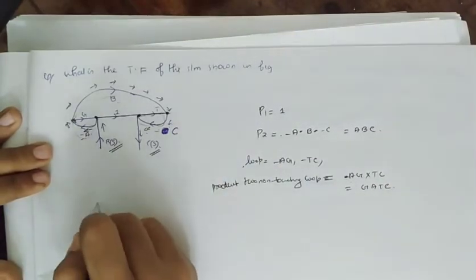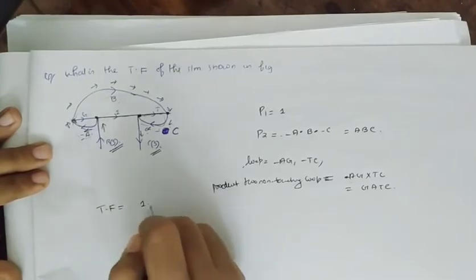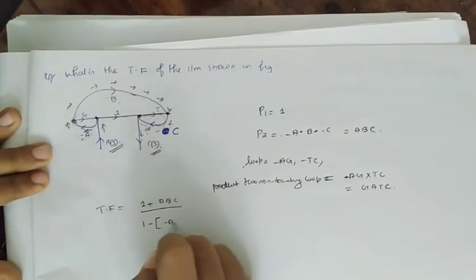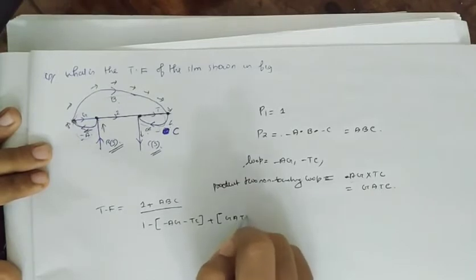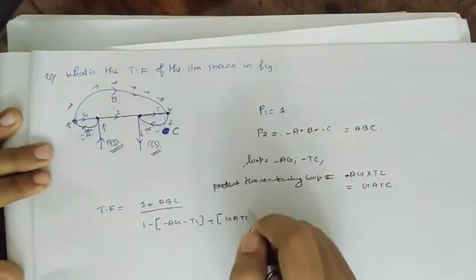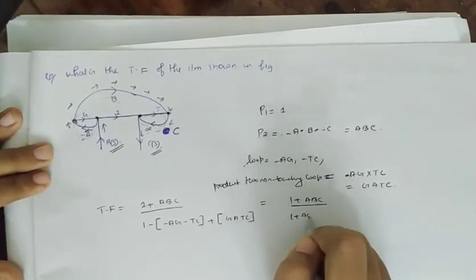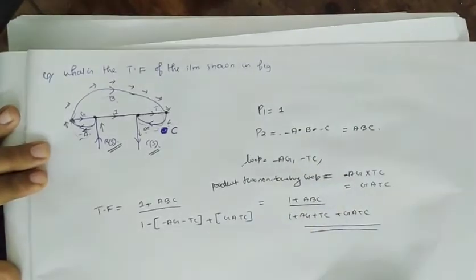GATC. Okay, and now we have to find out the transfer function. Transfer function is equal to P1 plus P2, P2 is ABC, whole divided by 1 minus individual loop gain, that is AG minus TC plus sum of two non-touching loops. That is, after opening the bracket, we will get (1 + ABC) divided by (1 + AG + TC + GATC). Okay, now let's do the next question.